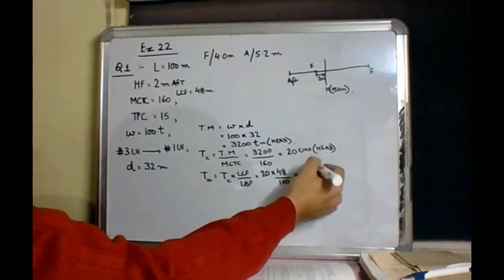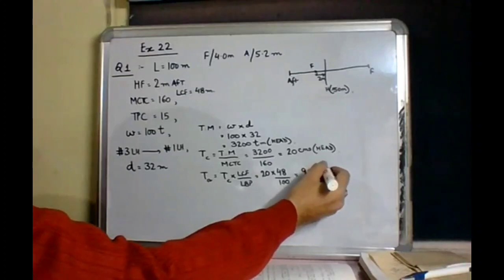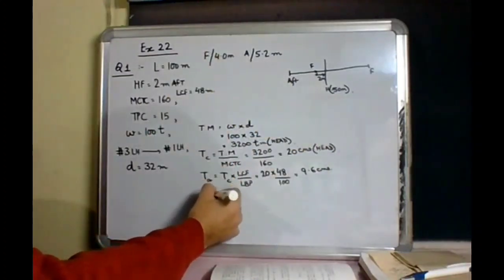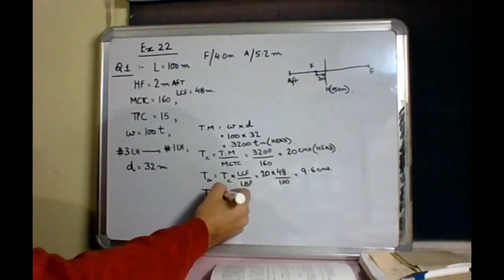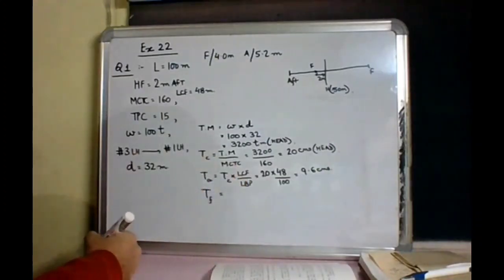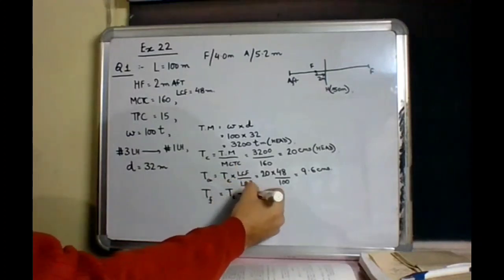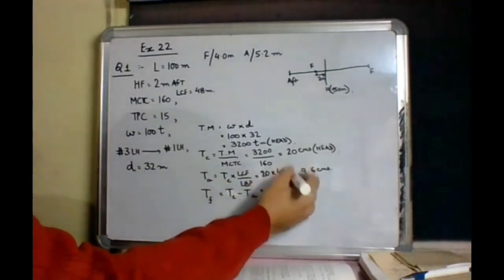कितना आता है? 9.6. 9.6. So TA is 9.6. Now calculate TF. 10.4, sir. Correct. Write the formula. Put the values.